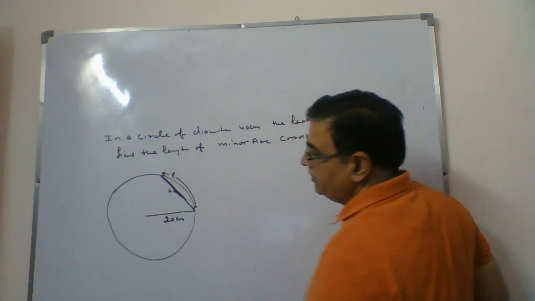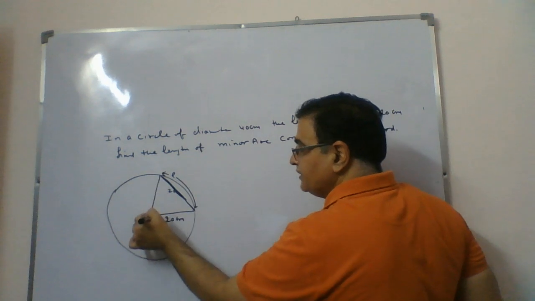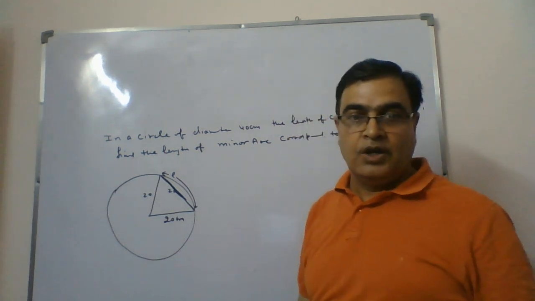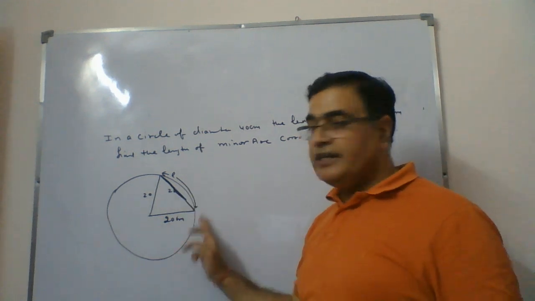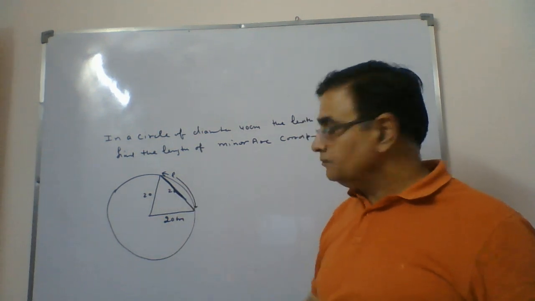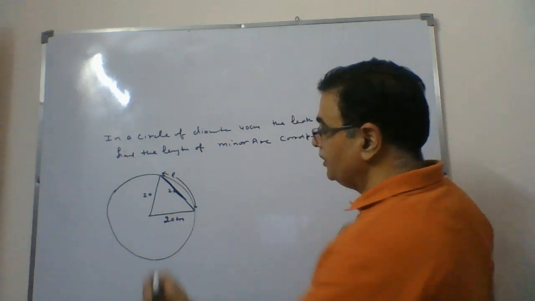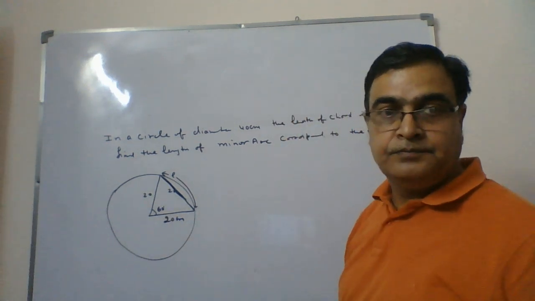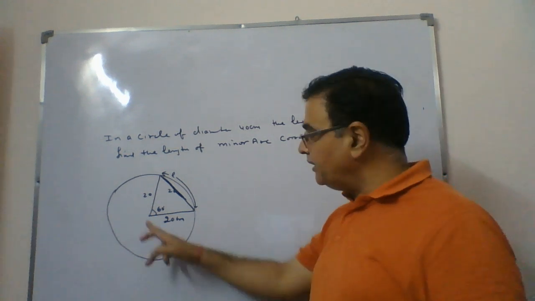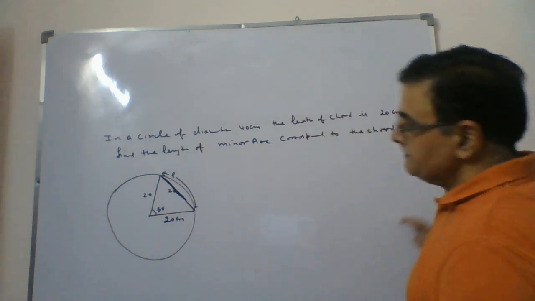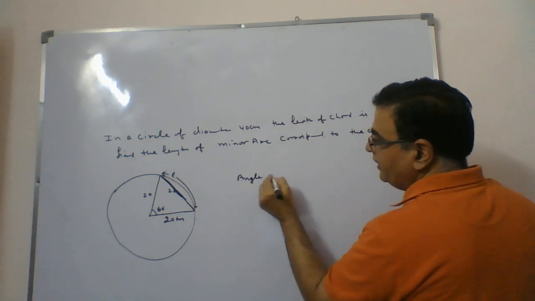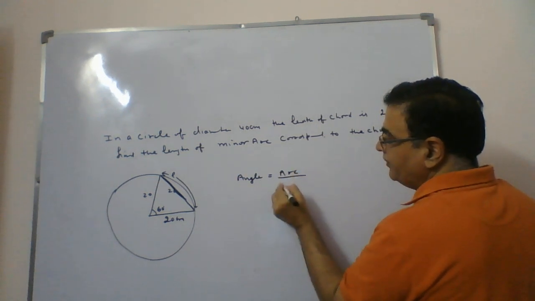L. If you join this with the center, definitely this is also 20. When you get that, it means it is an equilateral triangle. As the triangle is equilateral, one thing is clear: the central angle comes out to be 60 degrees. In this case, the central angle was missing, but now we got 60 degrees. Then they are asking the length of the arc, so we go for the formula. Angle is arc by radius.